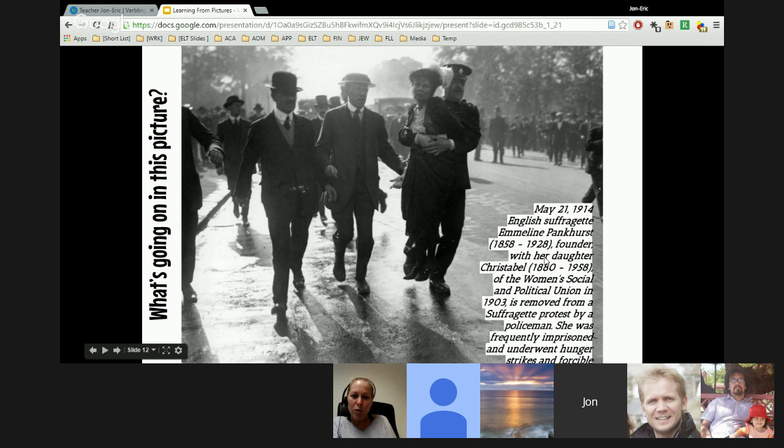Founder with her daughter Christabel of the Women's Social and Political Union in 1903 is removed. Removed from. Suffragette protest by a policeman.